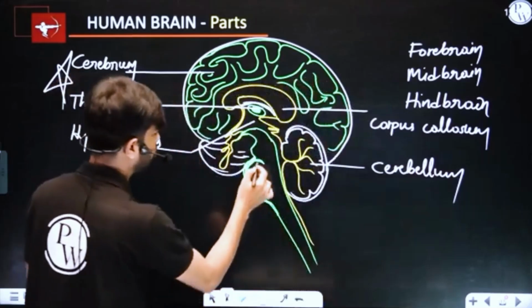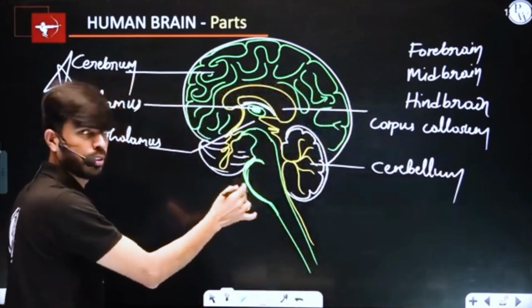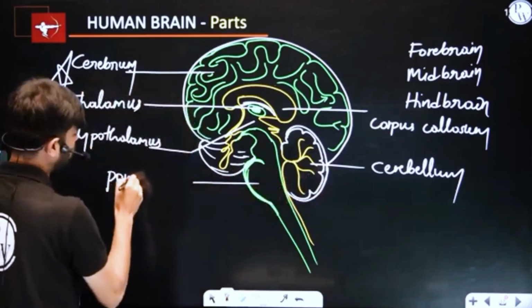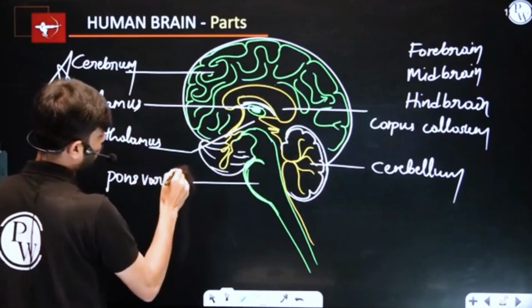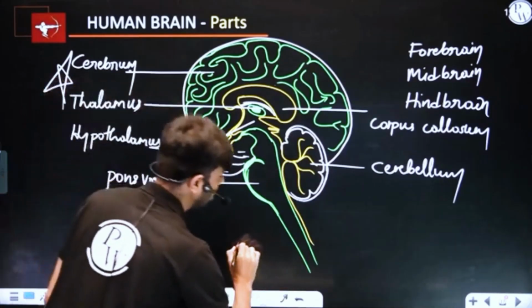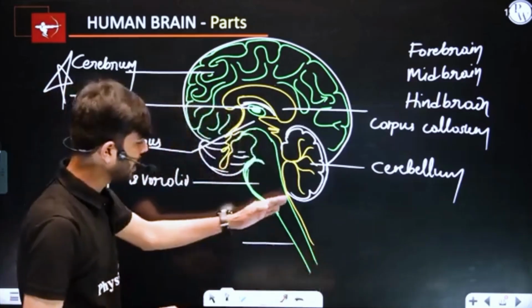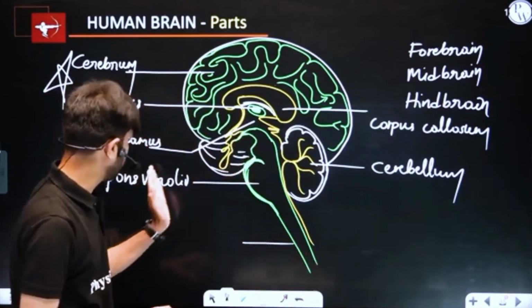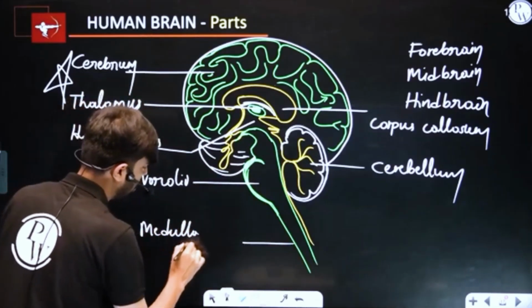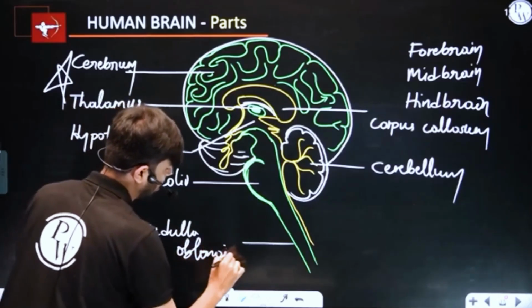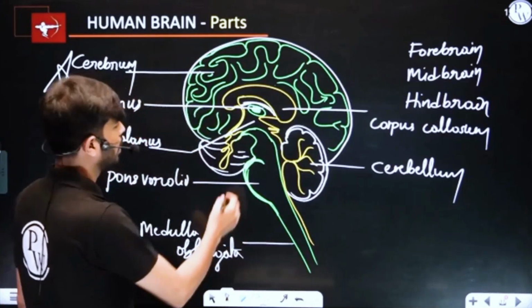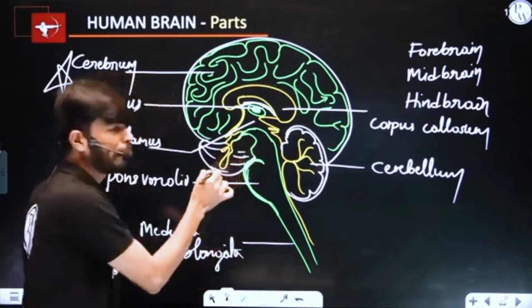Okay, next, here the bulged portion which is present just in front of the cerebellum is called pons varoli. Okay, next, here there is a long extension of this particular pons varoli called medulla oblongata. That continues as the spinal cord. Adu spinal cord aagi continue aagutte.